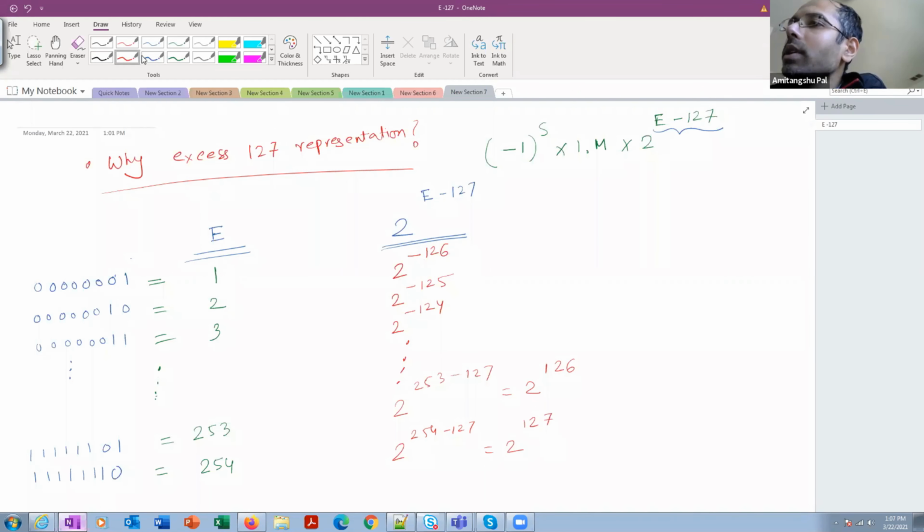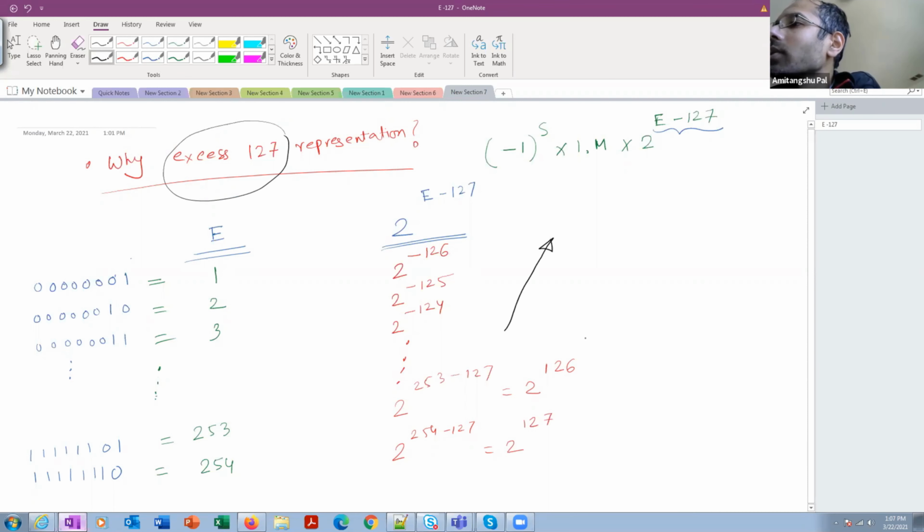So if I observe this, then we can see that using this excess 127 representation, we can represent both 2 to the power negative values as well as 2 to the power positive values. 2 to the power positive values are going to be used when you want to increase the value of the number. 2 to the power negative values means numbers are very small, or the exponent part is very, very small, very close to 0. Clear?